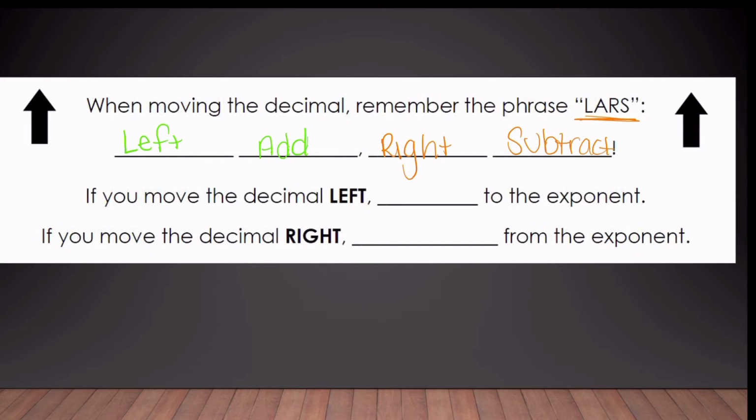So here's what we're doing. If you move the decimal left, add the number of spaces. If you move the decimal right, subtract the number of spaces. LARS: left add, right subtract. Okay, why is this important?